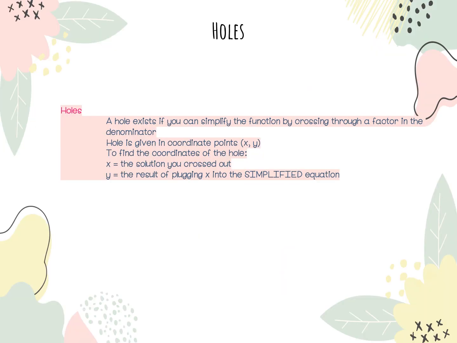Okay, so when you have a hole in your graph, what'll happen is you're going to have to simplify your function first, and the factor that you cross off, that is where your hole is going to be located. Your hole is going to be an ordered pair. To find the coordinates of the hole, you're going to set the factor you crossed out equal to 0, solve for x, and then plug it back into the function to get your y value.